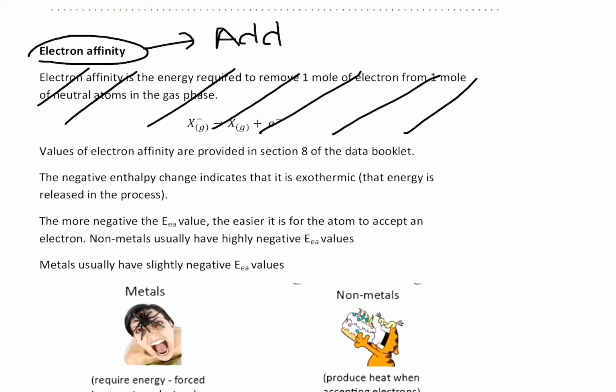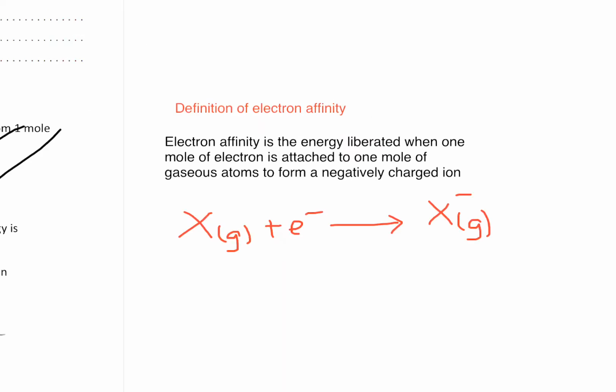So affinity means liking, electron liking or electron addition. So when we are doing electron affinity, we are adding electrons to a neutral atom, and we're going to end up with a negatively charged particle. So let's see the definition and the equation. So make sure you note this down, make that correction in your copybook.